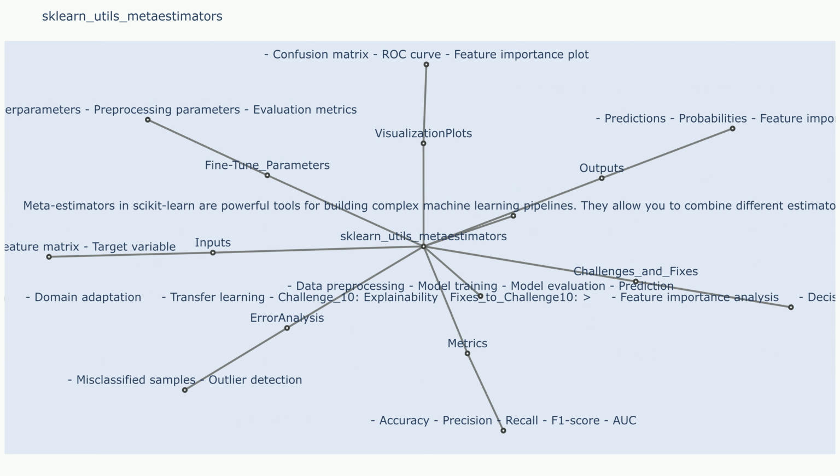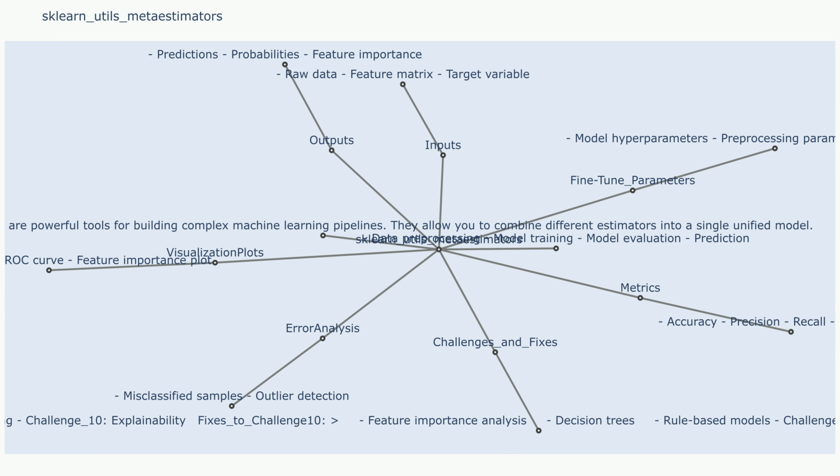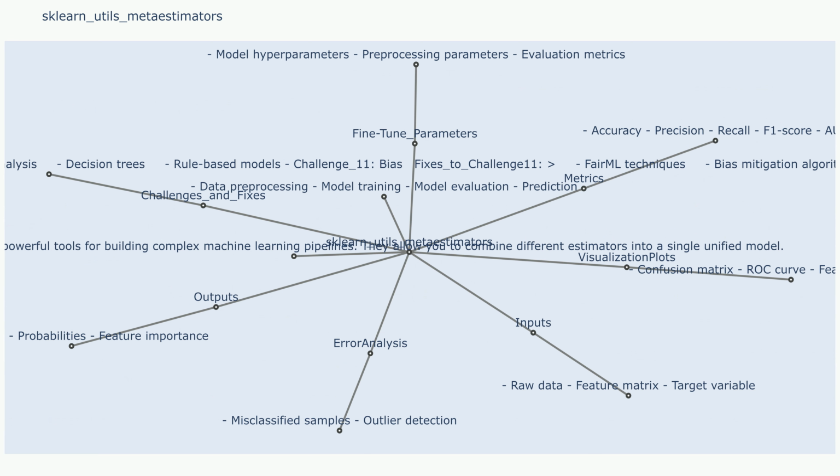Challenge 2: poor generalization. Meta-estimators can have poor generalization performance if the training data is not representative of the real-world data. Sample use case that resulted in challenge 2: training a model on a small dataset with limited diversity. Fixes to challenge 2: Data augmentation. Generate synthetic data to increase the size and diversity of the training set. Data preprocessing. Apply appropriate data preprocessing techniques to ensure that the data is consistent and suitable for training.